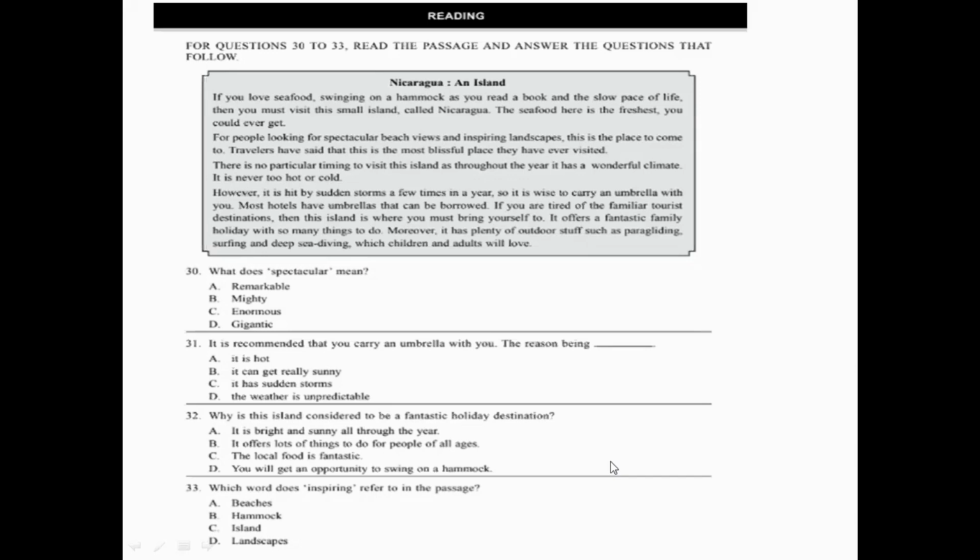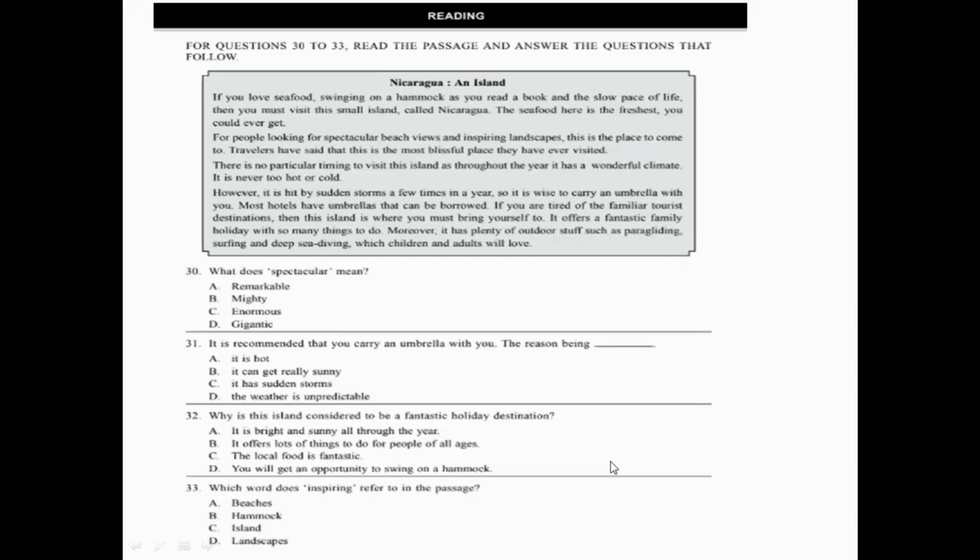Most hotels have umbrellas that can be borrowed. If you are tired of the familiar tourist destinations, then this island is where you must bring yourself to. It offers a fantastic family holiday with so many things to do. Moreover, it has plenty of outdoor stuff such as paragliding, surfing, and deep sea diving, which children and adults will love. Okay, this is about our passage.